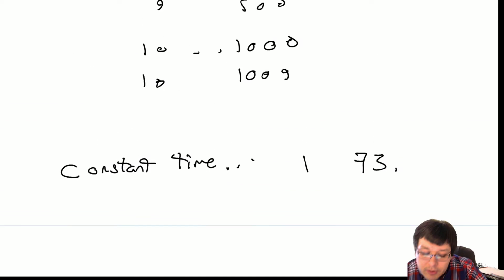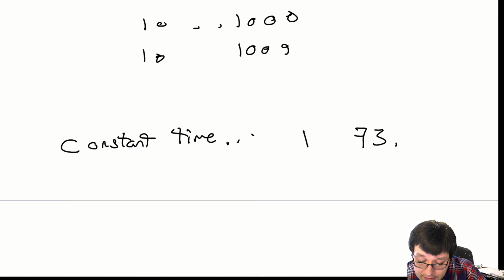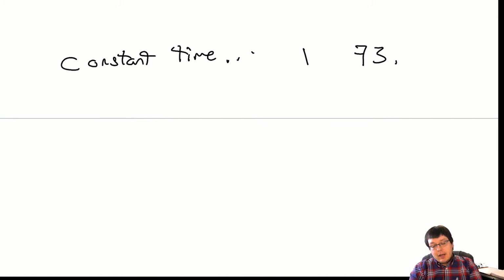So I could have an algorithm that loops 73 times, regardless of the size of n. It just always loops 73 times. That will be an example of constant time still, okay? So constant time algorithms are not immediate. It just means that the time they take to run is irrelevant to the size of the input data that you're working with, okay? So it's important to make that comparison.